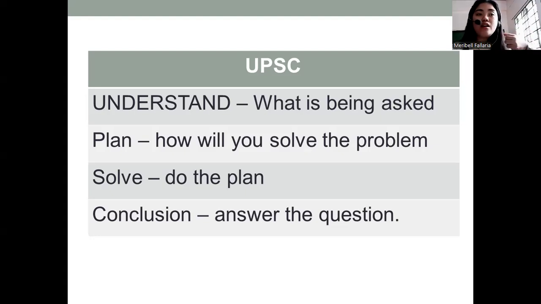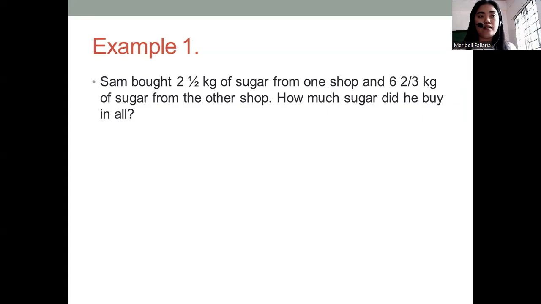In understand, we identify what is being asked. What is being asked? What is being requested? Then plan: how will you solve the problem? What is your plan? Then solve, you carry out the plan, and then conclusion, you answer the question. That's it. Okay, let's have number one.